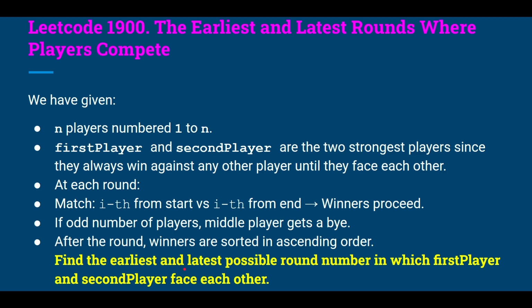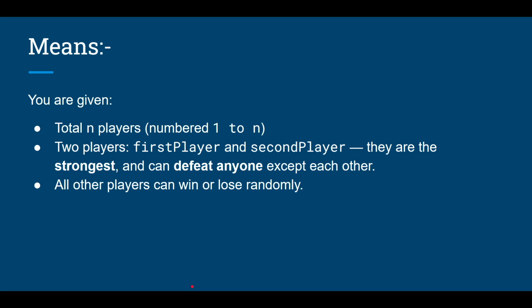We have to find the earliest and latest possible round number in which the first and the second player face each other. Understand? You are given the total number of players n, numbered from 1 to n, not from 0. So the players start from 1 to n. The first and the second player are the best players, the strongest, and can defeat anyone except each other. All other players can win or lose randomly.